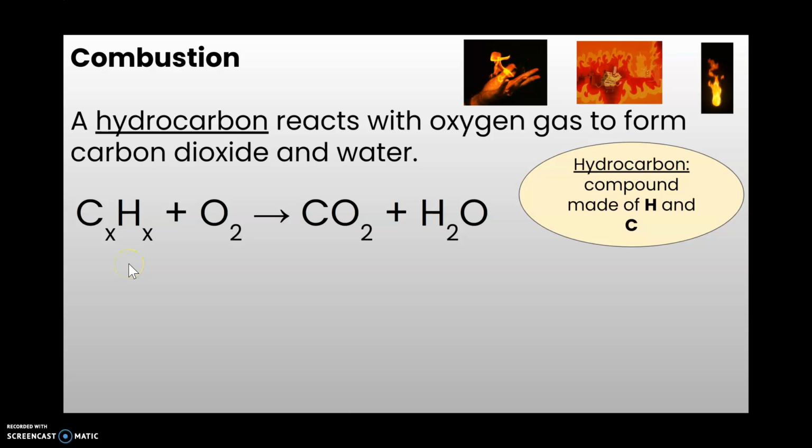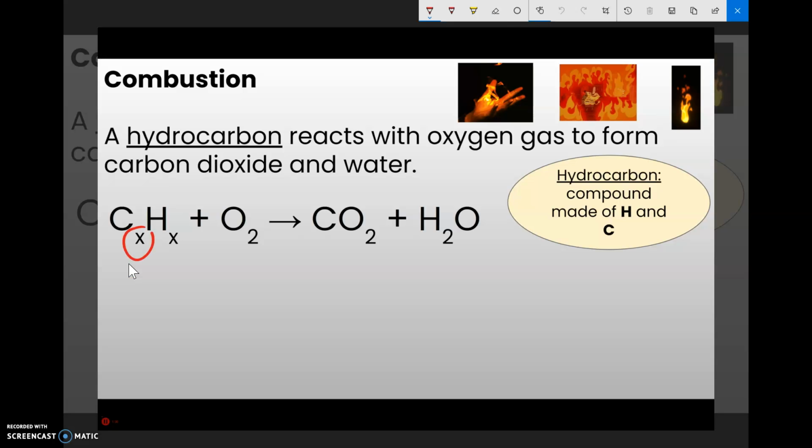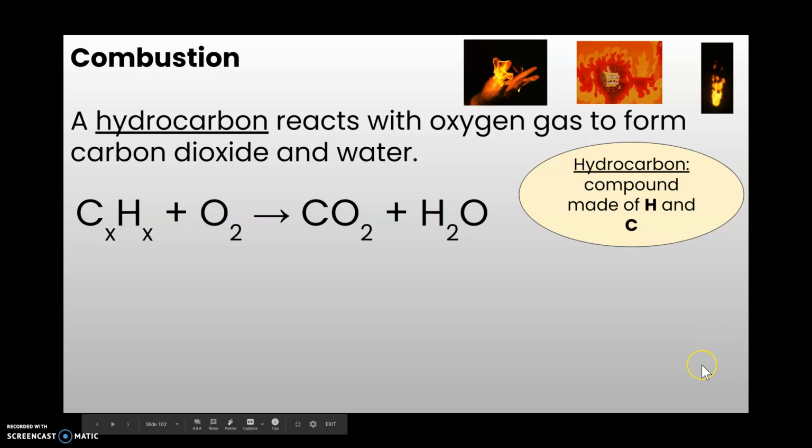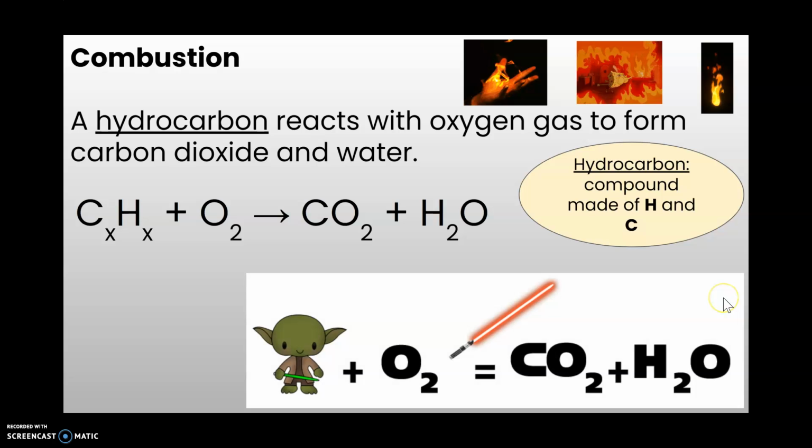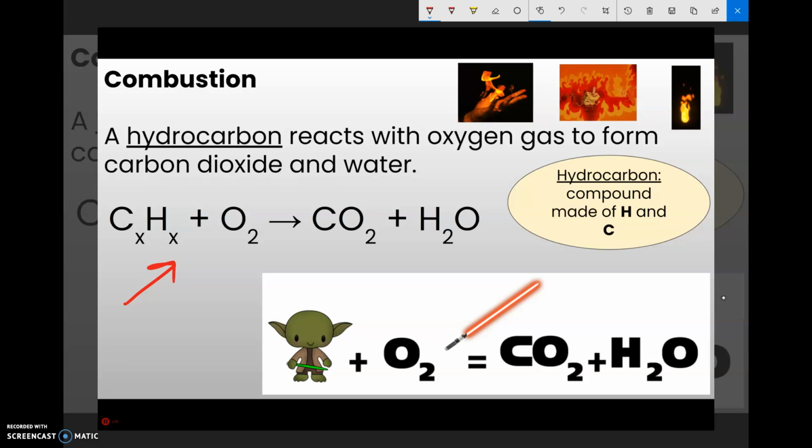Okay, here's what your formula looks like. So again, the X just means it can be any amount of carbon and any amount of hydrogen. You're always going to have oxygen, carbon dioxide, and water. Okay, always. So in a question, they could just give you the hydrocarbon and they would expect you to know all of this. Okay, so make sure you know all of that. All right, so the general equation is this guy. So go ahead and write down that general equation.